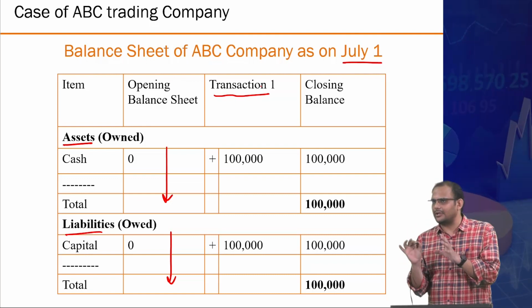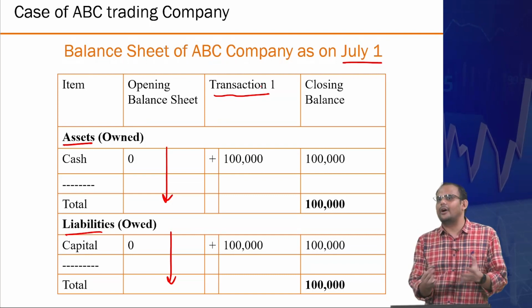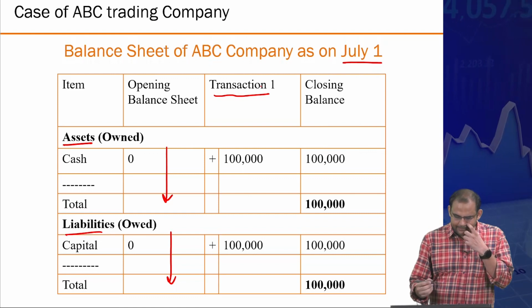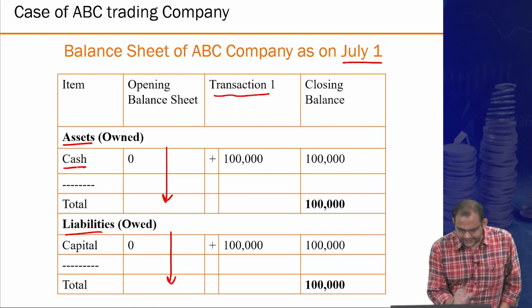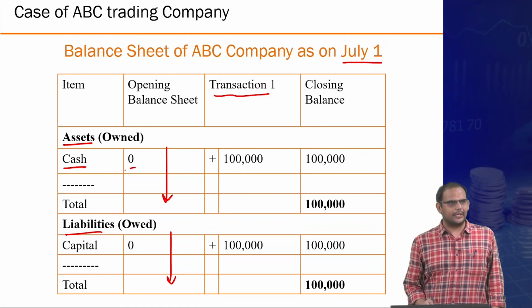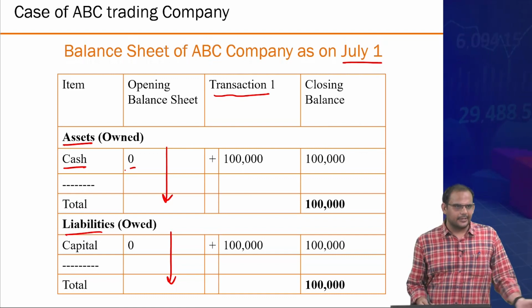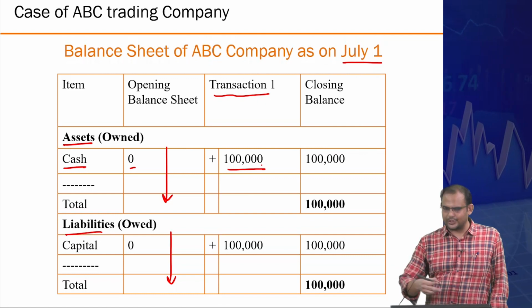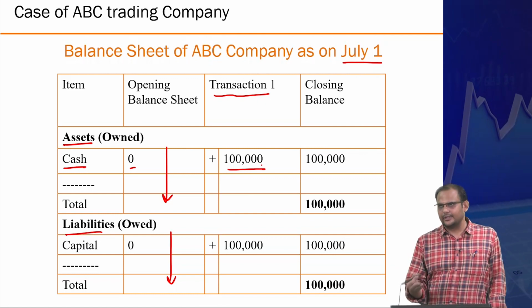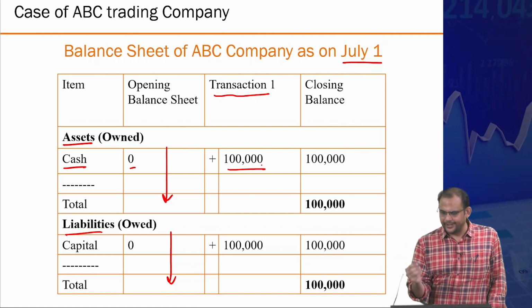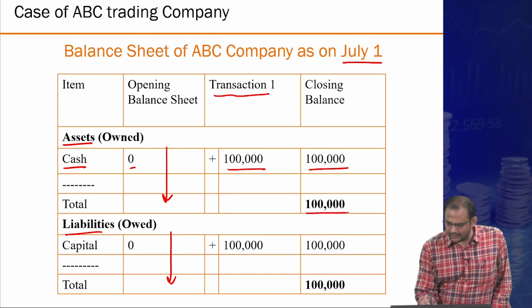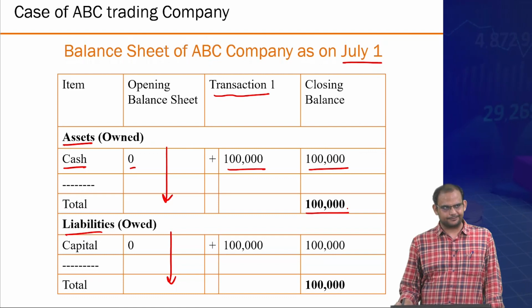I am trying to give you a transaction-wise understanding of how the balance sheet would reflect these kinds of transactions, right? So what happens on July 1? Cash opening is 0 because the company just started. But 1 lakh rupees has come into the company's bank account. So the cash, which is an asset, increases by 1 lakh rupees. Your closing balance becomes 1 lakh rupees. Total of assets is 1 lakh rupees.